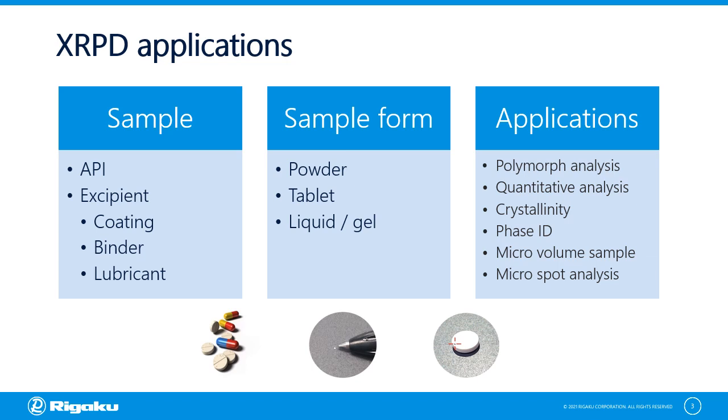X-ray powder diffraction is widely used to investigate APIs and excipients like coating, binder, and lubricant materials. Sample form could be powder, tablet, liquid, or gel. Typical applications are polymorph analysis, quantitative analysis, crystallinity, phase identification, microvolume sample, or microspot analysis.